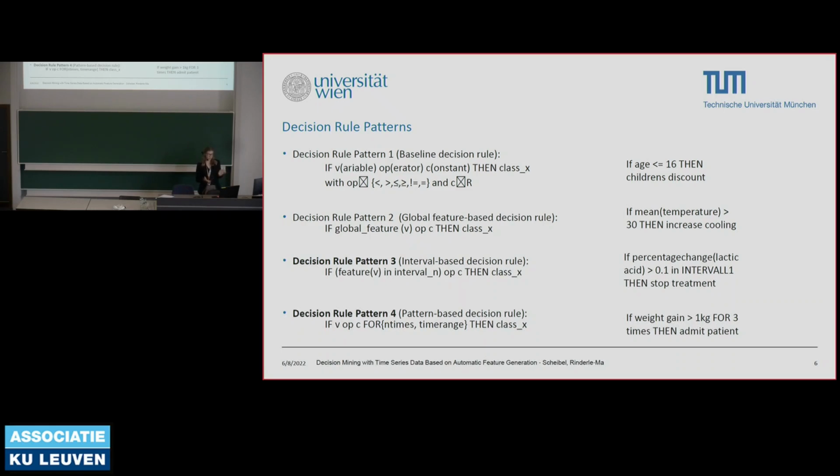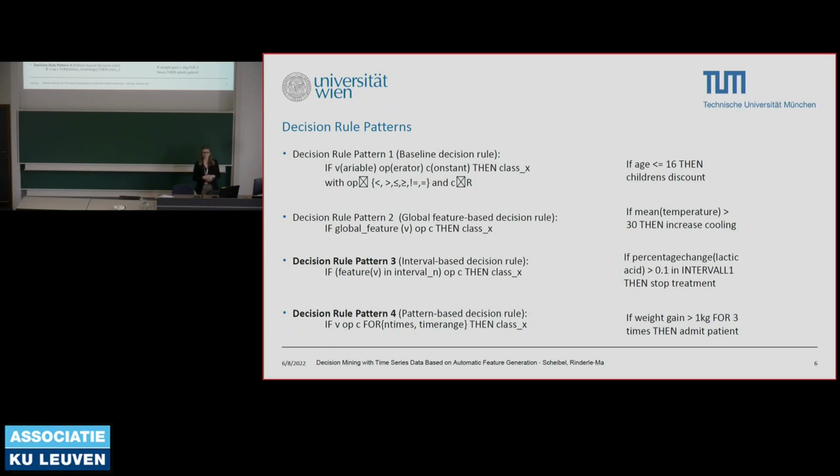Then we move forward to the new decision rule pattern. The second one involves global features. We take a global feature, apply it onto a variable, and then compare it to a constant as well, which then is decisive for the class label, basically. An example would be if the mean of the temperature is above 30, then we have to increase the cooling. So that's not really a class label, but rather the path a certain instance is taking in this instance.